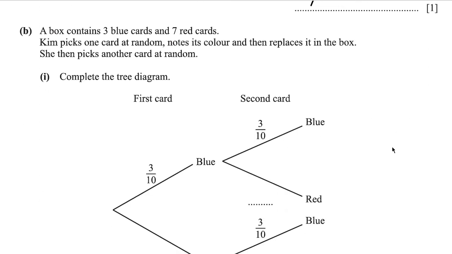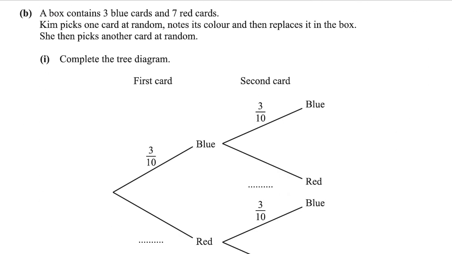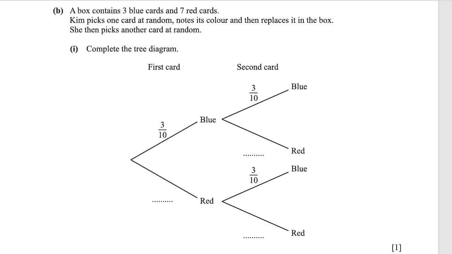That's the probability. Next question says a box contains 3 blue cards and 7 red cards. Kim picks 1 card at random, notes its color, and then replaces it in the box. She then picks another card at random. Complete the tree diagram, right? So a box contains 3 blue cards, and then we have 7 red cards, right?